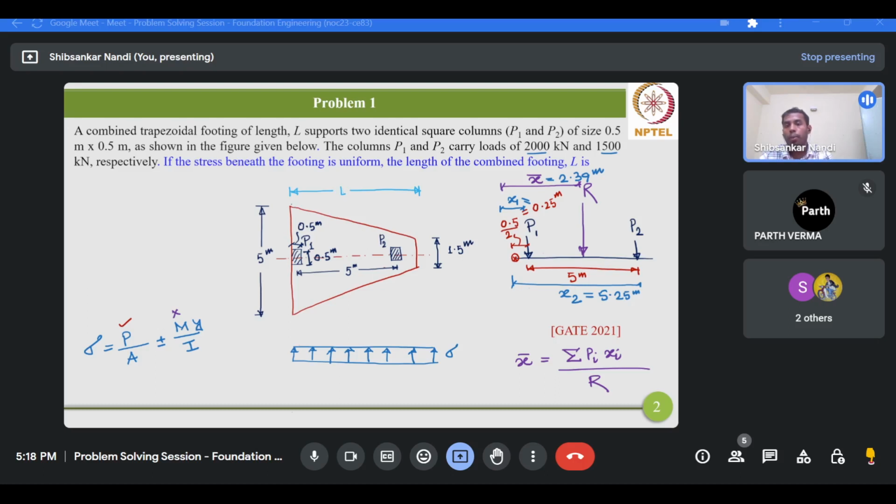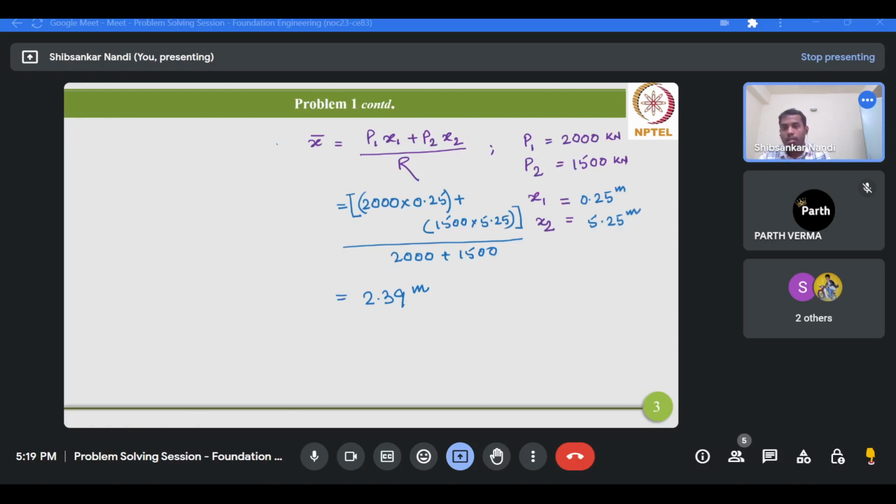Instead of trapezoidal, if it is rectangular, then it would be simply what? It will be simply L by 2. But this is not the case. So for the CG of a trapezoidal cross section, I am giving you the formula, though you can derive this equation from the fundamentals.